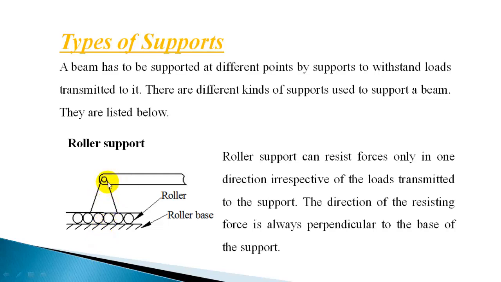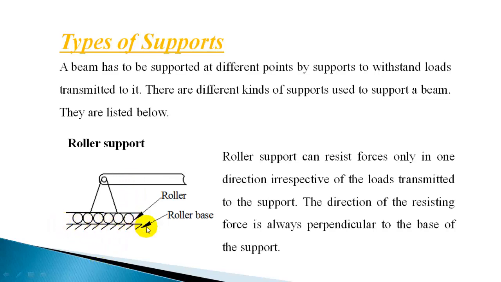This is only one end support I have shown. The other end should be supported. The beam cannot stay like this. Since it's a roller support, it has to be supported by another support at the other end. When it is subjected to a push like this, it cannot take up that inclined force. It will only give a resistance in the vertical direction. So the property of the roller support is that it resists forces only perpendicular to the base of the roller, irrespective of the load transmitted to it.